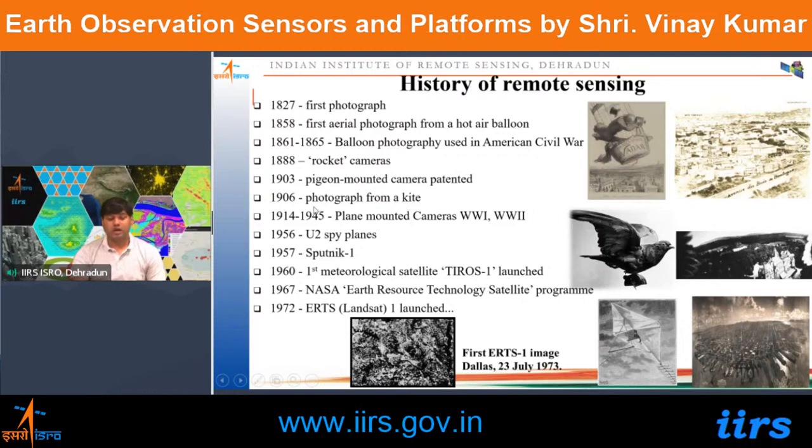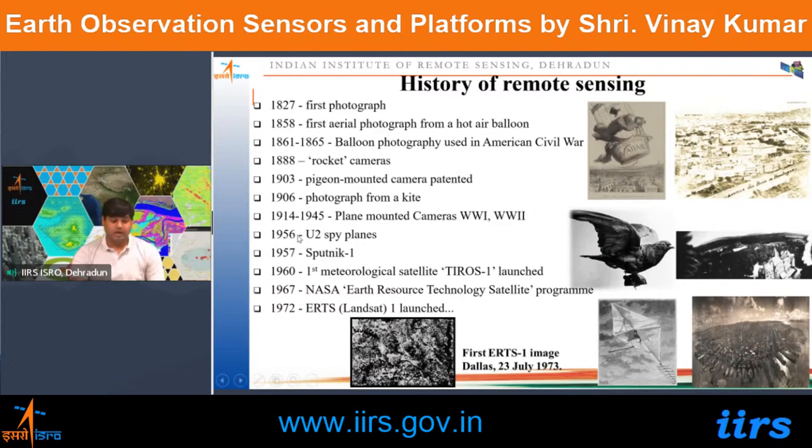Then a photograph from a kite was taken in 1906, and when the aircraft was invented, during World War I and II, this type of plane-mounted camera was used. This type of technology is still being used for capturing information, because it is a low-height platform compared to a satellite, which gives high resolution images. And whenever you require data on an urgent basis, flying an aircraft and taking the photograph is the easiest option. Nowadays we have UAV cameras. From a drone or UAV we can fly and capture the data.